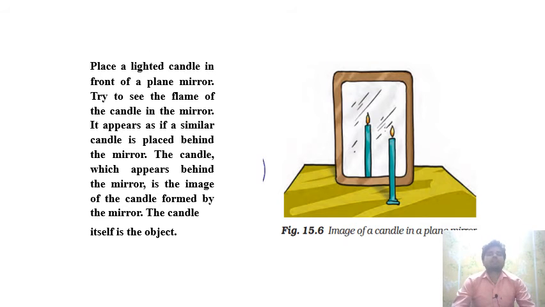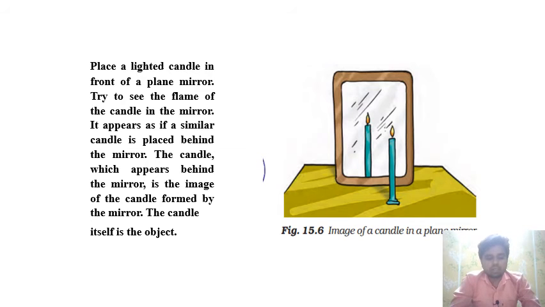Now, students, it is time for an activity. Everyone has to take one candle with a mirror, and there are a few questions in front of you. Try to see the flame of the candle in the mirror. It appears as if a similar candle is placed behind the mirror. The candle which appears behind the mirror is the image of the candle formed by the mirror itself. The candle itself is the object.